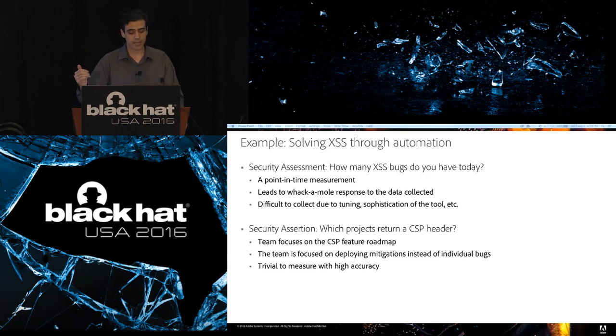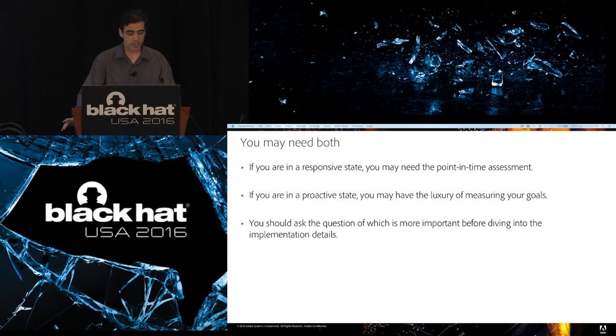You might want to measure how many teams have deployed content security policy headers, right? And you could run that as a metric at scale and get numbers back. And if the teams think that they're being measured against whether or not they have content security policies deployed, they're going to go after solving cross-site scripting in a different way. They'll focus on a long-term mitigation approach, and they'll focus on deploying that rather than whack-a-moling each individual bug that you can produce. And depending on your organization, you may need both.